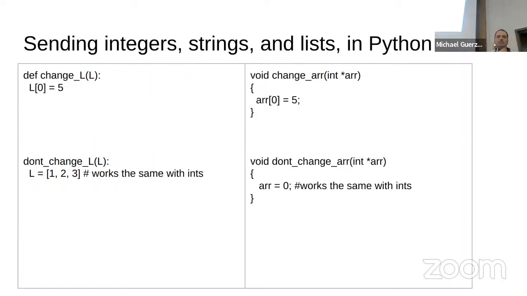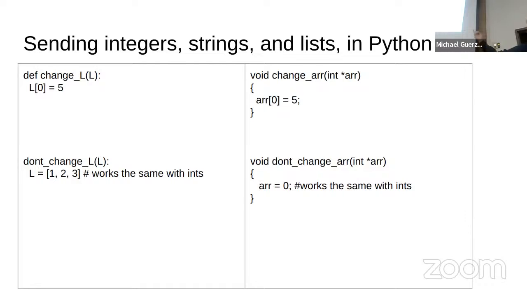So what about lists? In Python, you send a list to change L and you say L at 0 equals 5. Well, that puts 5 in the one list L, so that has an effect outside the function. In C, that's the same thing. You send int star array, so that means you send the address of the first element of the array, and you're saying, go to that address and change the first element to something else. That will have an effect outside the function.